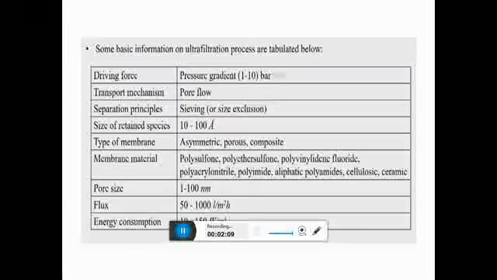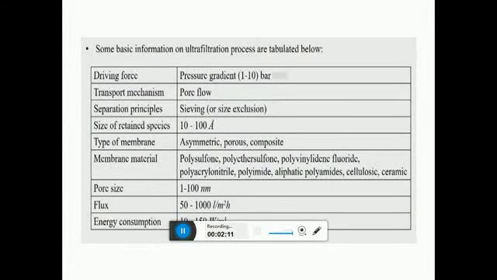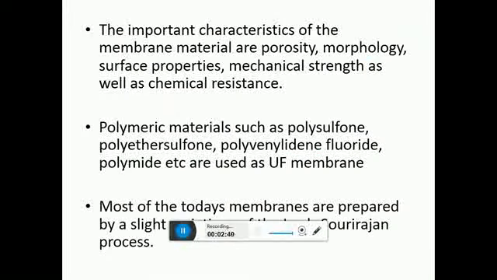Okay, and yes, this table is very important. So remember this data: what is the driving force for the RO, what is the size, what types of membrane you use in the RO, and the membrane material. This is important for every kind of operation, like RO, UF or MF. You need to remember the driving force, the size of the particle that is retained, and the type of membrane and the membrane materials.